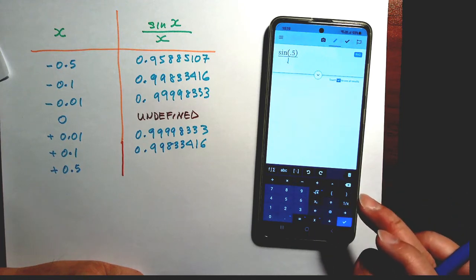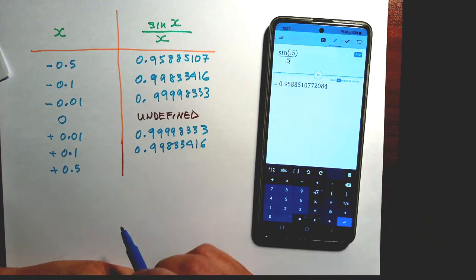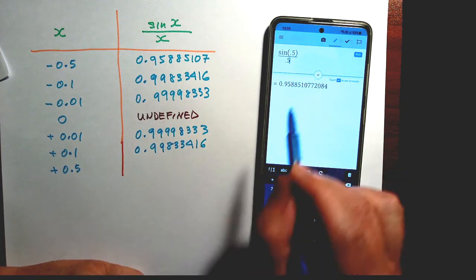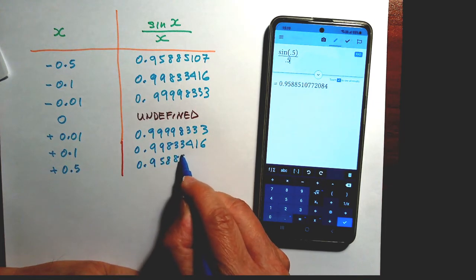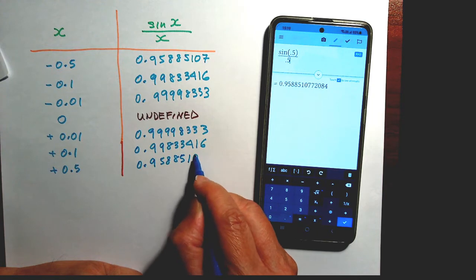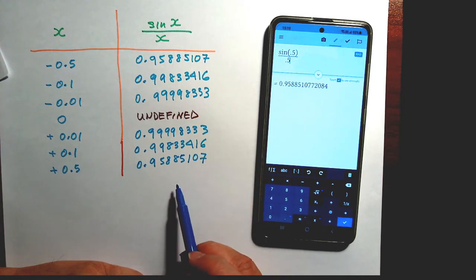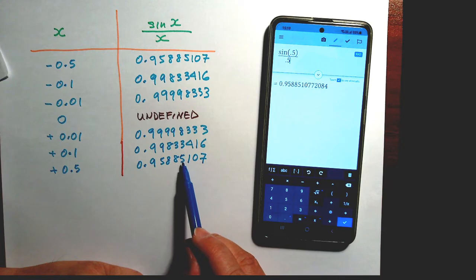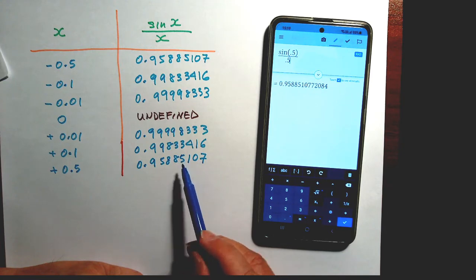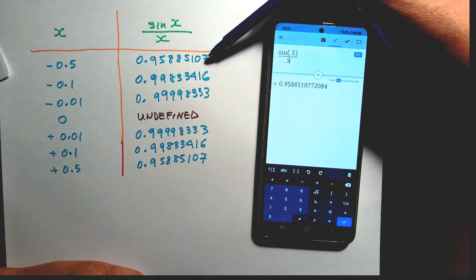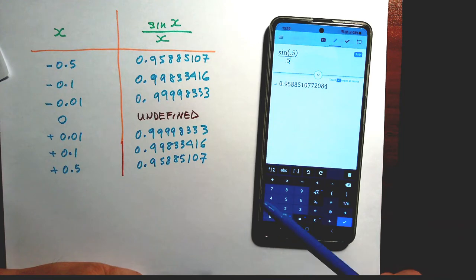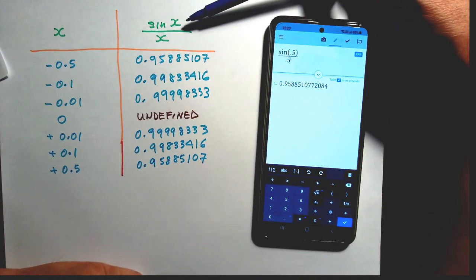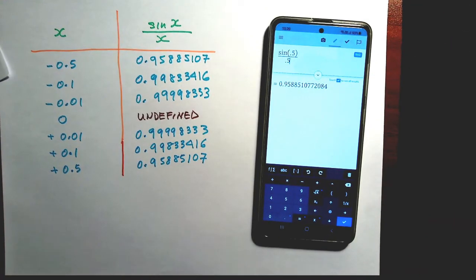The last x value to evaluate would be 0.5. And the value is 0.9588510. This number of the function sine x over x is the same as this number. So I'll explain to you why, but basically just to tell you a little bit ahead of time, it's because sine x over x is an even function.